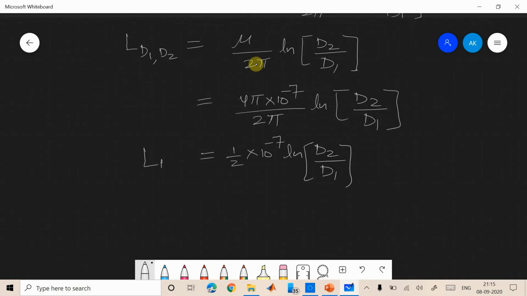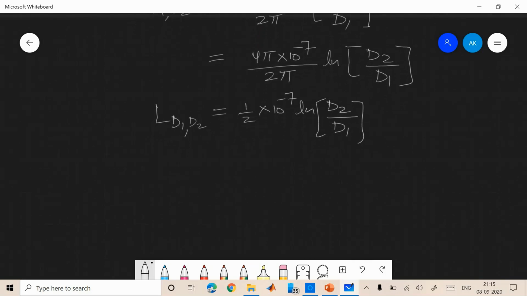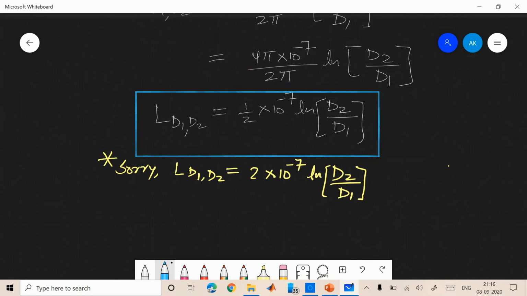This will be your L, d1 d2, sorry, L, d1 d2. Now, so this is your L, which means inductance between 2 points A and B.